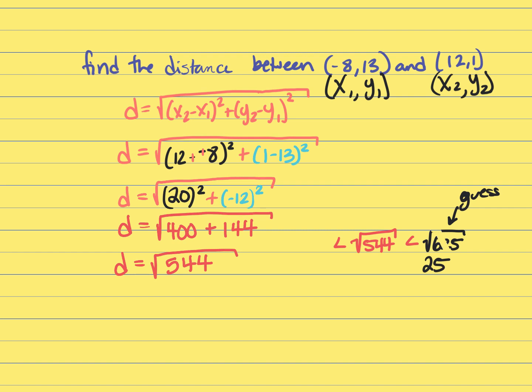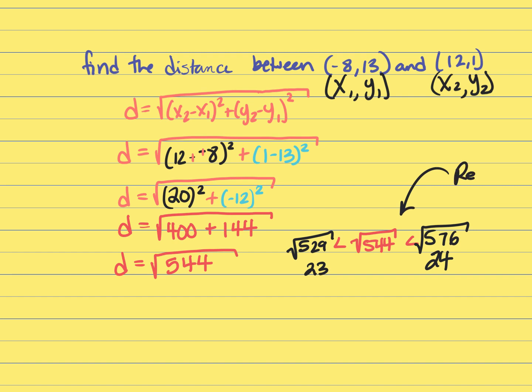So that's not the closest one. The closest one would be 24, and 24 times 24 is 576, the square root of 576. So that means 23 times 23 is the other closest one to it, which is 529. And that's a perfect square of 23. If you don't get this, you should review square roots. It's called approximating square roots.